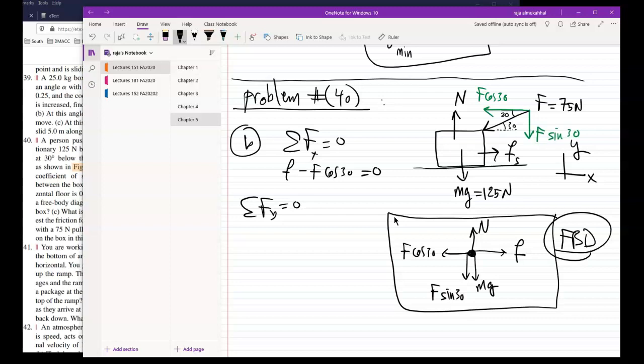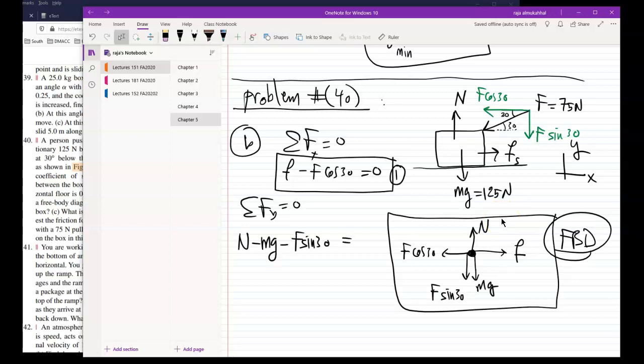As you can see here, I can actually find the friction force because I know what big F is, 75, and cosine 30 is 0.866. I can plug him in and I will get the answer. You see what I'm saying? I'll come back to it in a minute. So let me just box it and call it equation 1. For equation 2, or sigma F sub y equals 0, what are they, guys? I have three of them. We got the normal, the mg, and the F sine. So that's going to be N minus mg minus F sine 30. All of that equals 0.